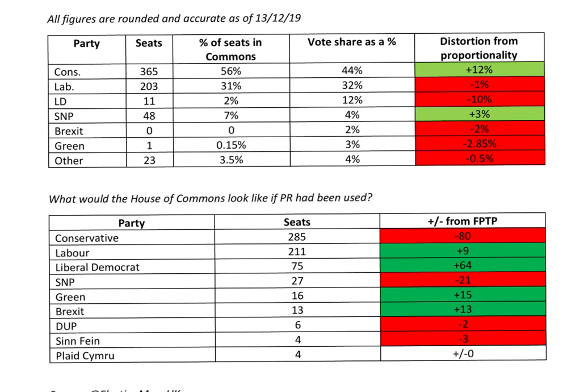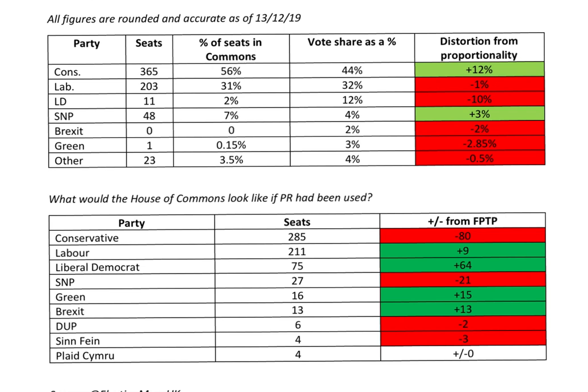So it says at the bottom there, what would the House of Commons look like if PR had been used? And PR is proportional representation, where the vote share directly reflects the seats in the House of Commons. So you can see the Conservatives, if we used a proportional system, would have lost 80 seats. And that would have taken them below the minimum required number needed to have a majority government. They would have only won 285 seats. The biggest winners would have been the Lib Dems. They would have gained 64 seats.